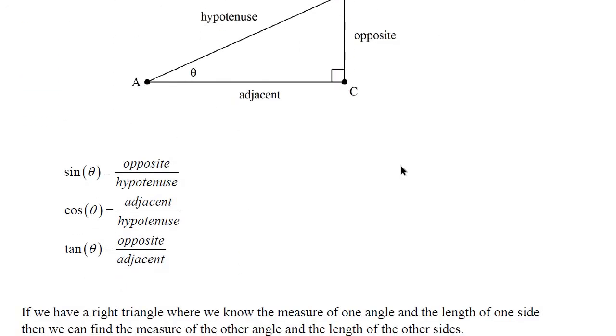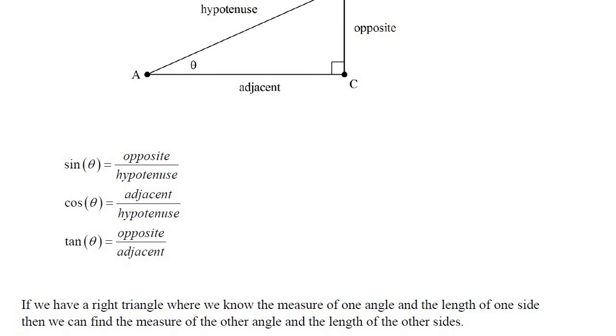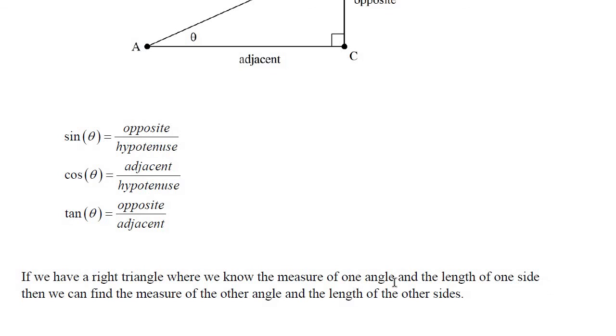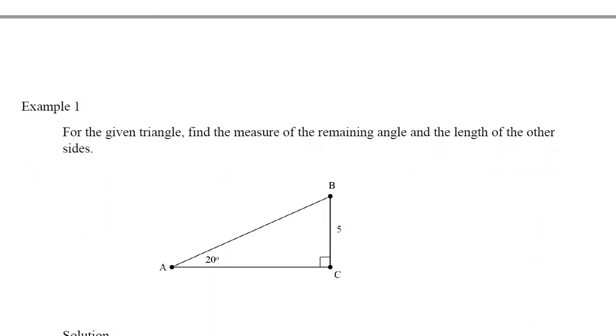Now, our three main trig functions are sine, which is the opposite over the hypotenuse, cosine of theta, which is the adjacent over the hypotenuse, and tangent of theta, which is the opposite over the adjacent. Well, if we have a right triangle, and we know the measure of one angle and the length of one side, then we can find the measure of the other angle and the length of the other sides. So let's take a look at an example where we do this.